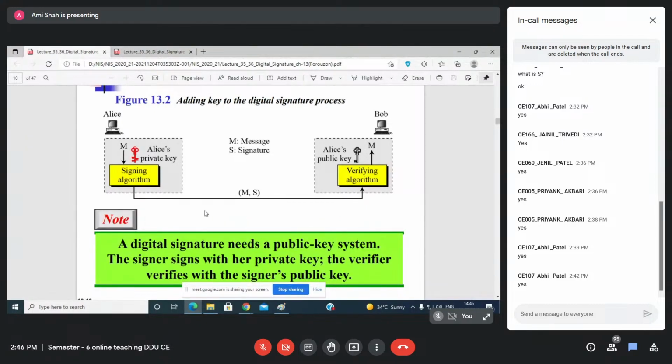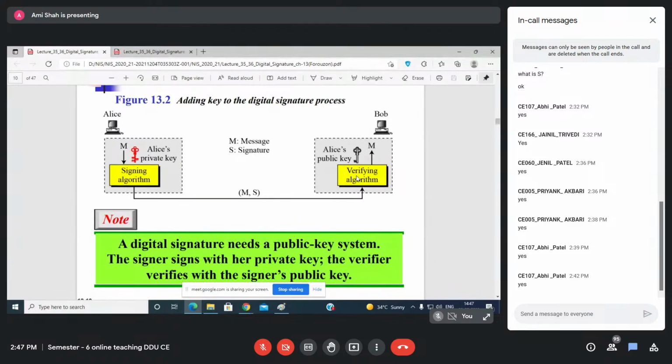Now, another thing that I want to tell you: when a document is signed, everyone, including Bob, can verify it, because everyone has access to Alice's public key. These keys are public, right? So anyone can use that public key.